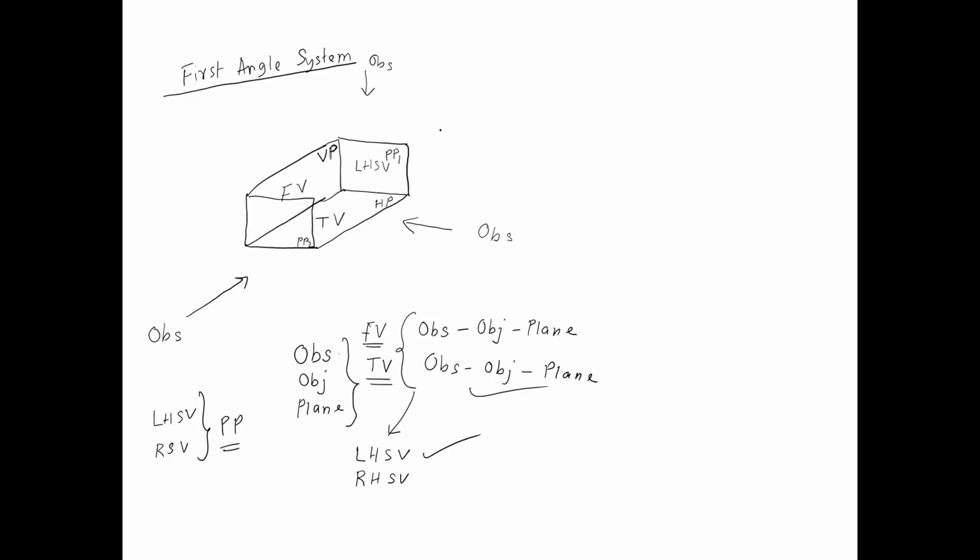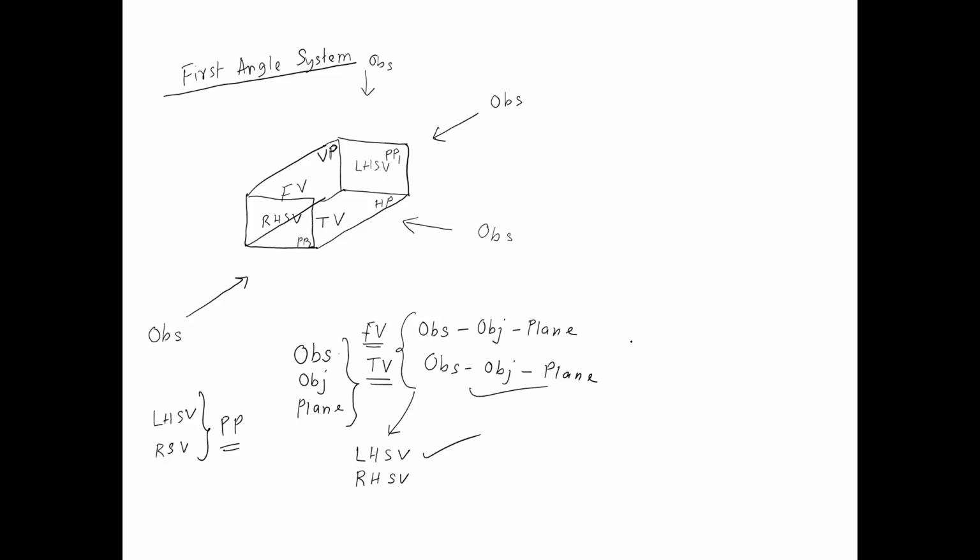And if that is the case, then while obtaining the right hand side view, the observer is here, then comes the object, then comes the plane of projection PP2, profile plane 2. So the right hand side view will be projected on profile plane 2. So now we understand why each view is projected on that particular plane.